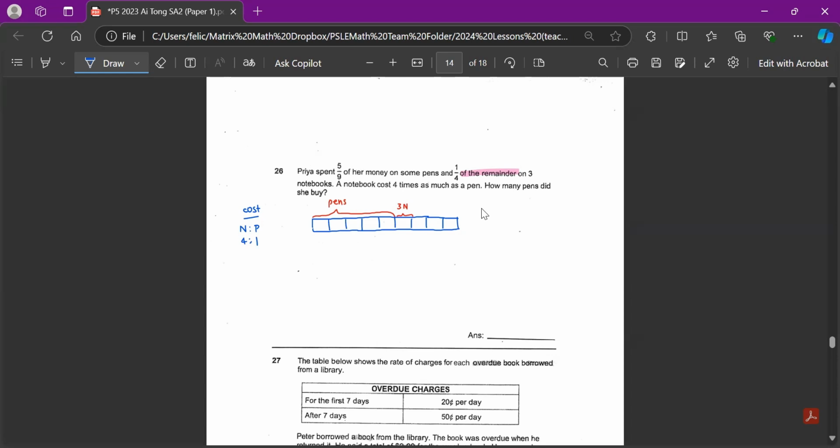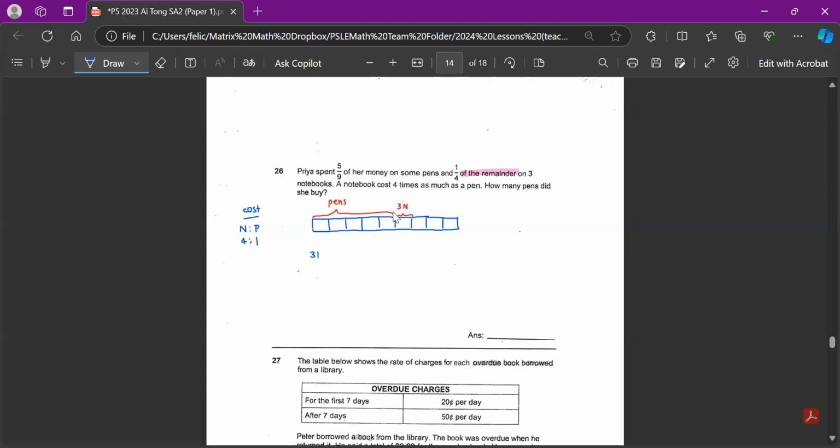Okay, so now for this, how do I begin? If you look at the question, there are these 3 notebooks that we can start working with first. Every notebook, read this as every notebook costs 4 units. Not 4 notebooks. This is cost ratio. A notebook costs 4 units. So if you have 3 notebooks, how many units do they cost?